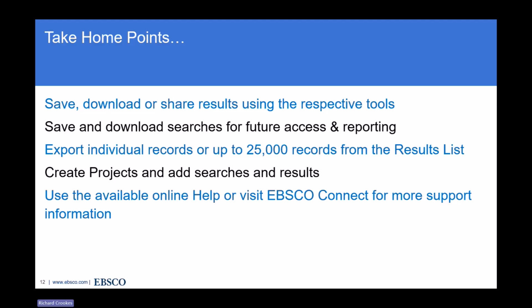You can also save and download searches for future access, and you can do that both from the search history page and also recent activity, as we saw. And again, a choice of formats, including Word and CSV formats as well. You can export individual records or up to 25,000 records from the result list. You can also use the direct export option within the other areas like saved and projects as well.